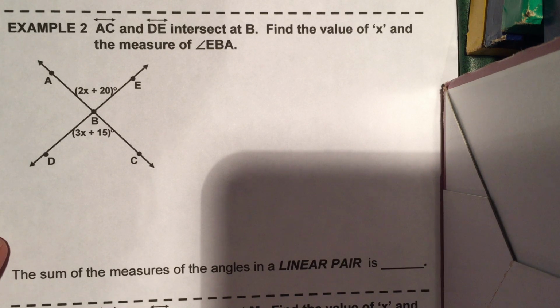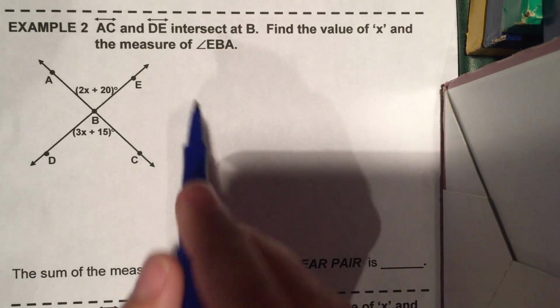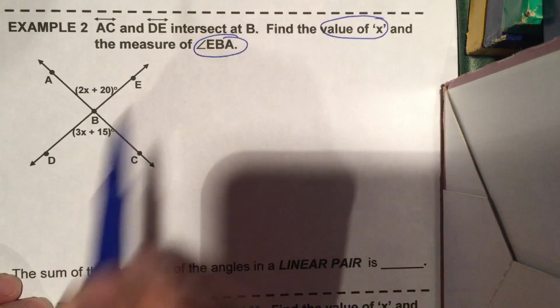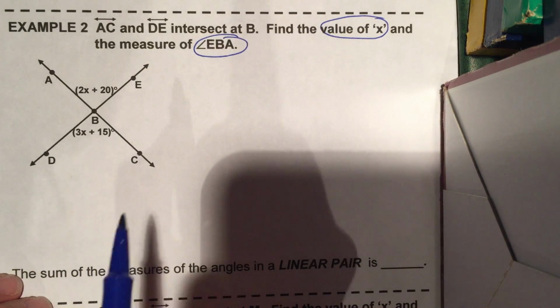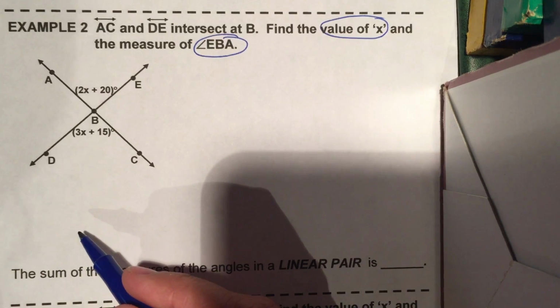Find the value of x, if AC and DE intersect at B, find the measure of angle EBA. Always circle what you're looking for so that you make sure you read the question correctly. I know we ran into some of that on the quiz and the test. Make sure you know what you're looking for.